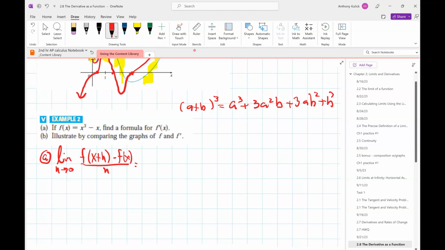So x plus h cubed is x cubed plus 3x squared h plus 3xh squared plus h cubed, and then minus x, and then minus h, and then I have minus x cubed plus x.